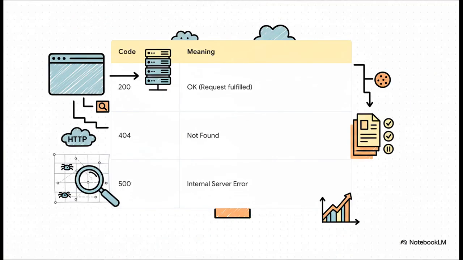And the server talks back with these 3-digit status codes. A 200 OK is the best news you can get. It means, yep, got it, here's what you wanted. But we've all seen the famous 404 not found, right? That's just the server's polite way of saying, sorry, I looked, but I can't find that file anywhere.